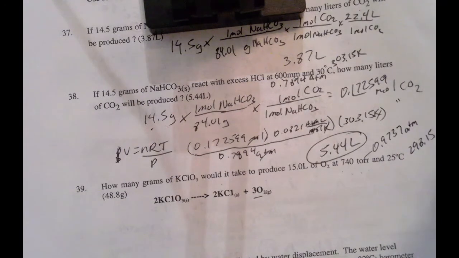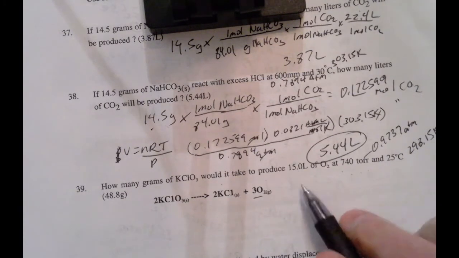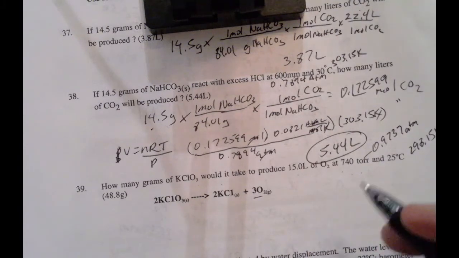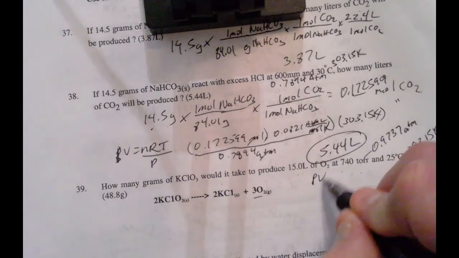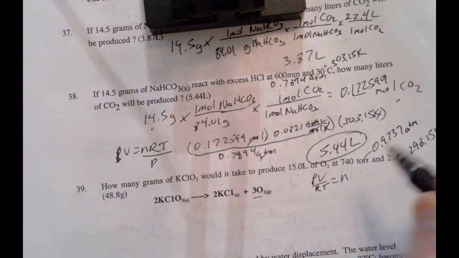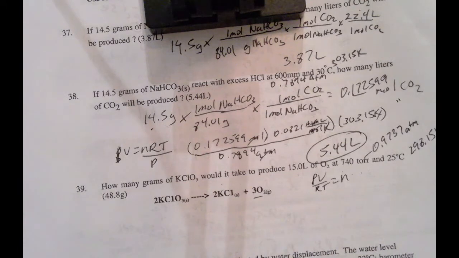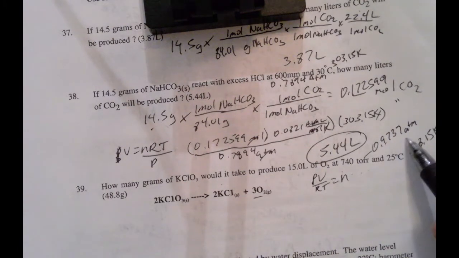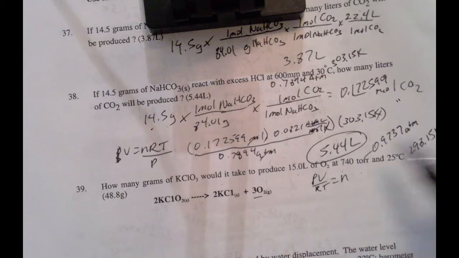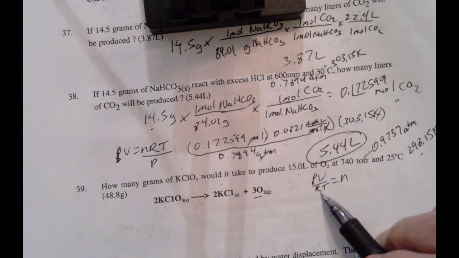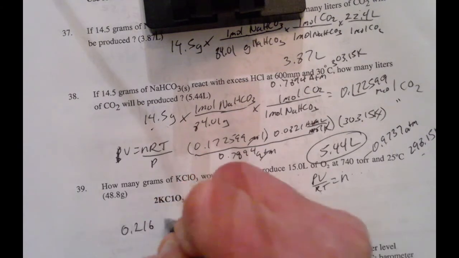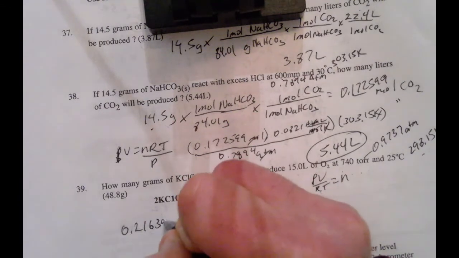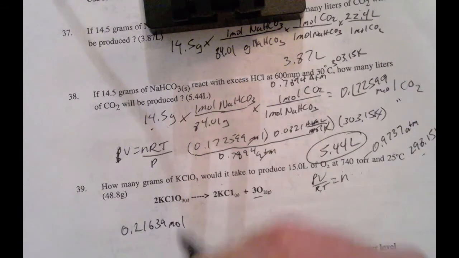298.15 Kelvin. So with V, P, and T, we can solve for moles again. We know that PV over RT equals n. So 0.9737 times 5.44 divided by 298.15 divided by 0.0821. It's about 0.2163. That's moles of O2.